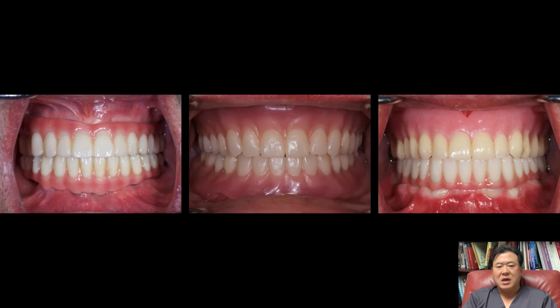These are three examples of full mouth reconstruction cases. Fully implant bone prosthesis on the upper and the lower arch on the left, complete denture over complete denture in the middle, and implant bone prosthesis opposing a complete denture on the right.